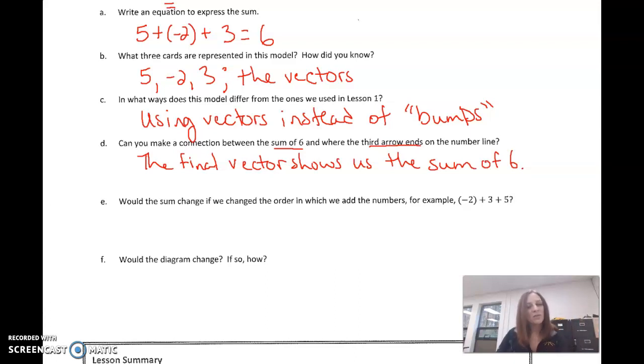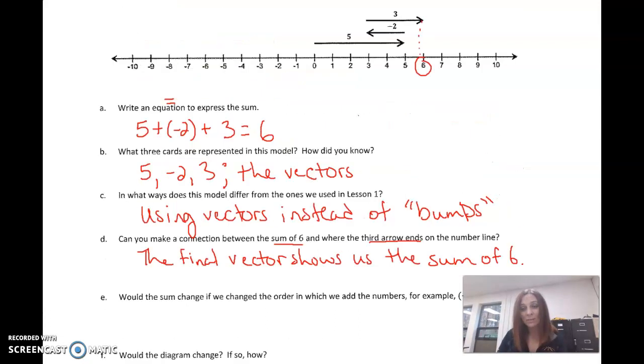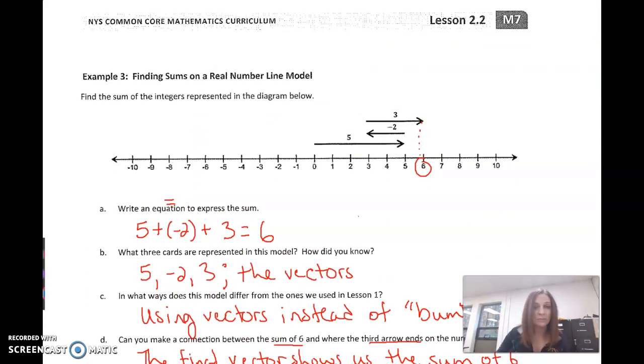And it said, would the sum change if we change the order in which we add the numbers? For example, -2 plus 3 plus 5. Well, we can try it. So we could start at 0 and go -2 and then plus 3. 1. Oh, and then I messed it up again. Sorry, guys. I'm going to start over.